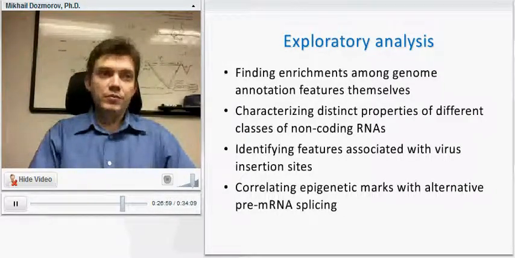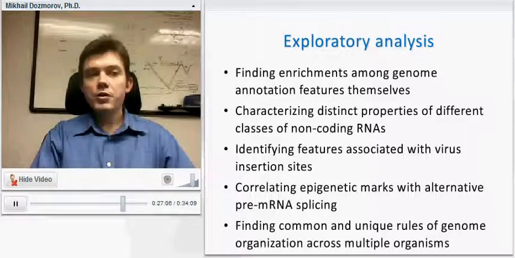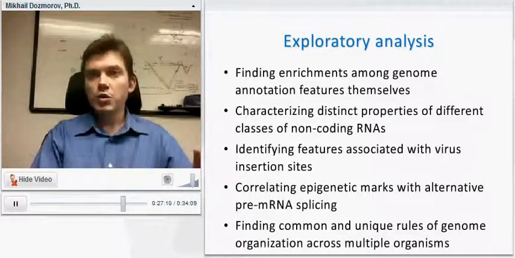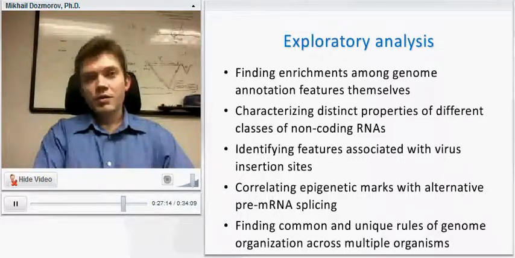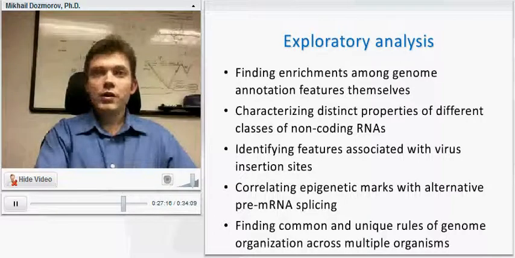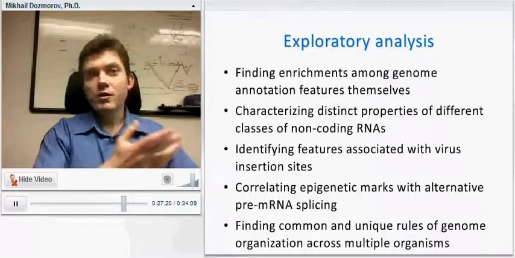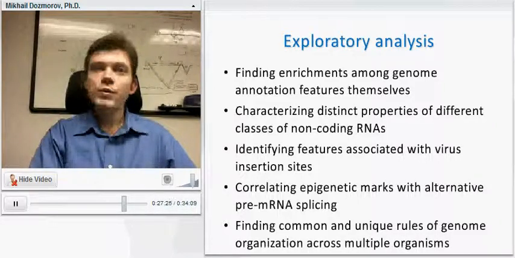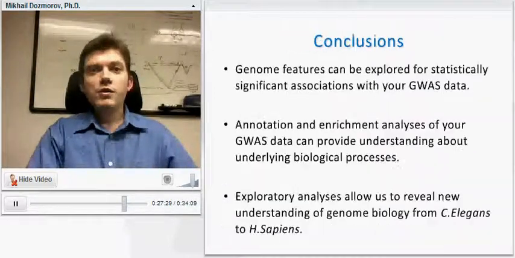mRNA splicing. We can also find common and unique rules of genome organization across multiple organisms. For example, we find that in the human genome, one genomic feature correlates with another. The obvious question to test is whether this correlation holds in mouse, in Drosophila, in C. elegans, in any organism. And this way we can also learn about genome evolution, how everything was developed.